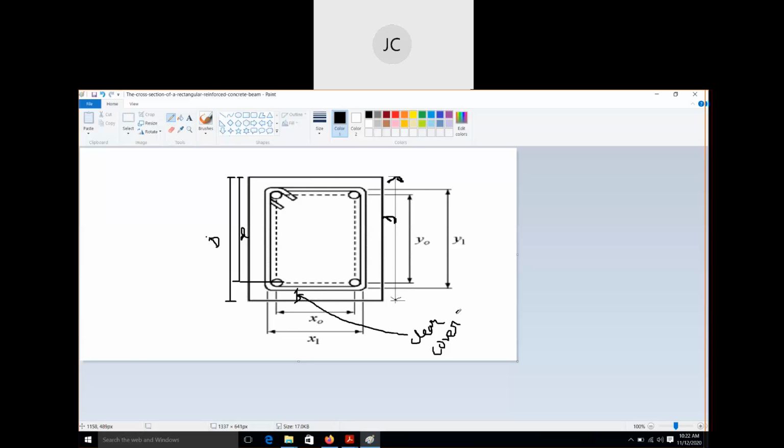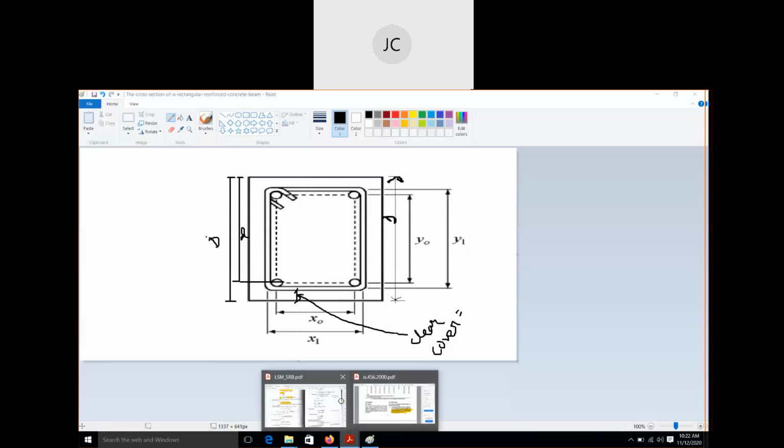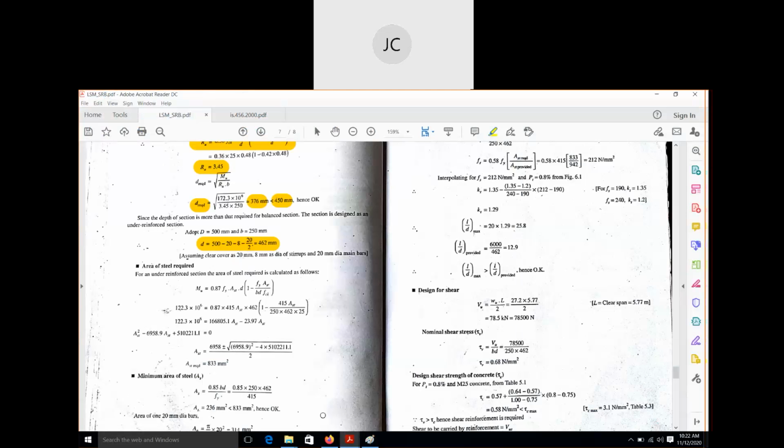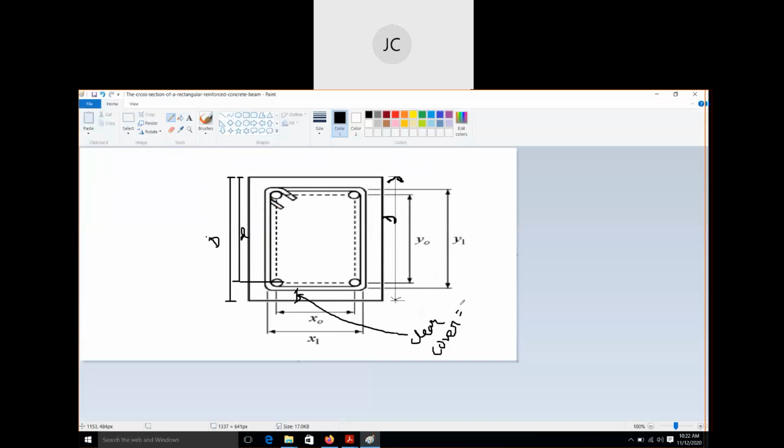Okay, so now in this case, our clear cover is how much? So our clear cover is 20. Okay, so 20. Our clear cover is 20. And our total depth was 500. So D was 500, clear cover is 20. Okay, so now we need the distance up to the center of the reinforcement.